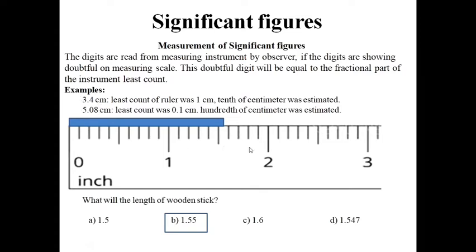Here it is a meter scale in inches, and it is a wood stick. Now we have measured the length of the wood stick. This length belongs between the two numbers 1.5 inch and 1.6 inch. Here is the doubtful digit. Now we will take the average of the two numbers and the final answer will be 1.55. Here the least count is 0.1. We can estimate it up to the hundredth position.